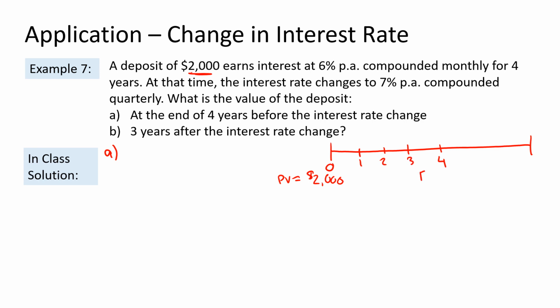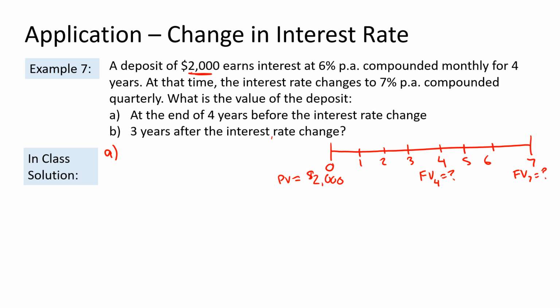So what is the future value here? I'll use the subscript 4, just to denote year 4. So what is that future value here? That is what we're looking for in part A. For part B, what we're looking at is further into the future, 3 years after, what is that value? So we're looking at year 5, year 6, year 7. Okay, so in part B, we're looking for what is the future value in 7 years.